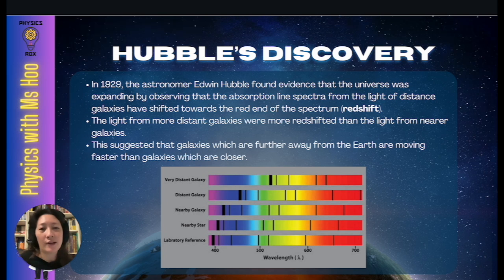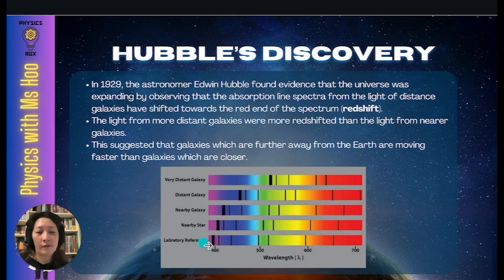So now let's go into Hubble's discovery. So who's Hubble? So Hubble is Edwin Hubble, an astronomer who in 1929 found evidence that the universe was expanding by observing that the absorption line spectra from the light of distant galaxies have shifted towards the red end of the spectrum, and this phenomenon is known as redshift. He found that the light from more distant galaxies were more redshifted than the light from nearer galaxies, as we can see in this sample.